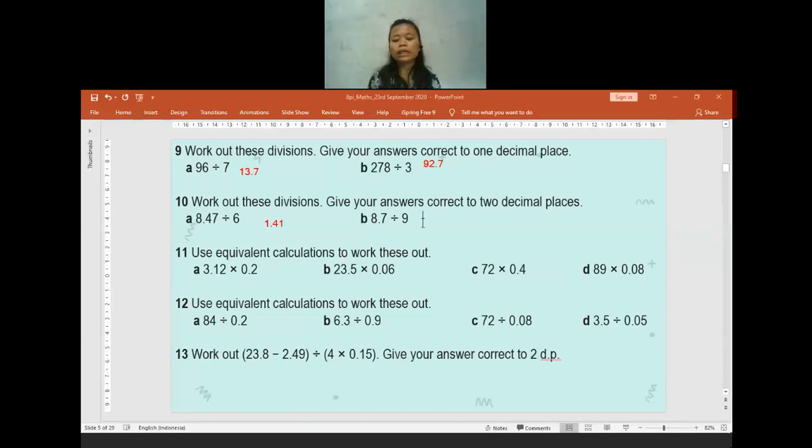Thank you for those who already typed it through the chat box. Continue to question B. Anyone can tell me how much is 8.7 divided by 9? Yes, correct. It will be 0.97.